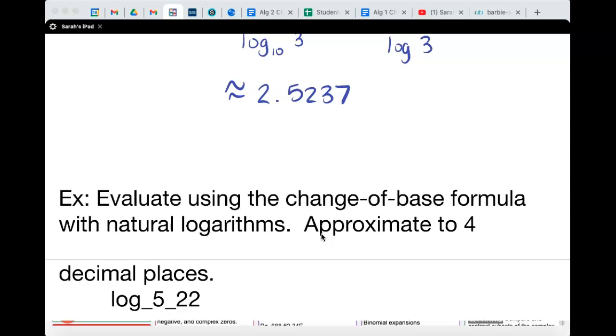So we're doing the same thing, except I want to use natural logarithms this time instead of common logarithms. So make sure, on quizzes and tests, you actually read that, because I want to see you do both ways on the quiz. We can do it with a common logarithm and a natural logarithm.